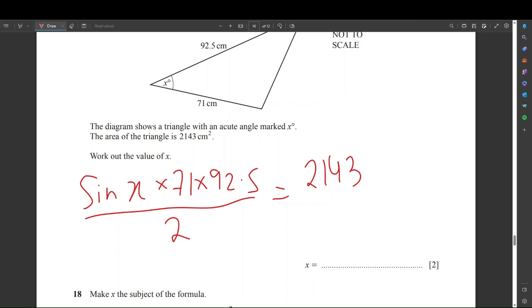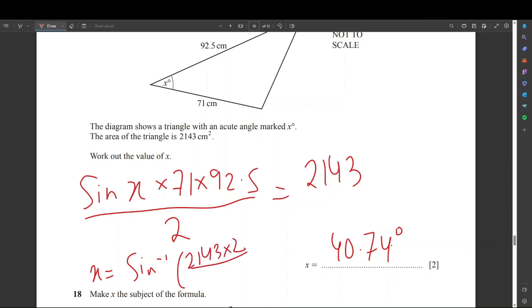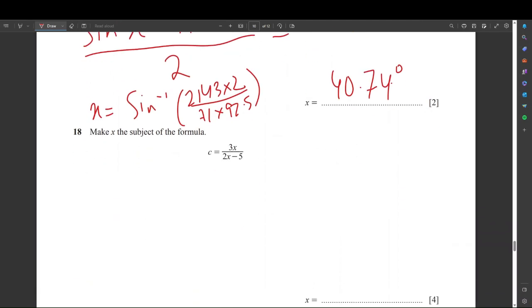And to do that, we need to do 243 into 2 divided by 92.5 divided by 71. And that gives me 0.6526. Then I simply take the sine inverse of that, which gives me x equal to 40.74 degrees. Obviously, I have to show the working for that, but I didn't have a space for it. So I'm just going to write down x is equal to sine inverse of 243 into 2 divided by 71 into 92.5. There you go.